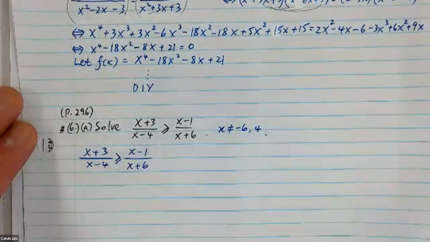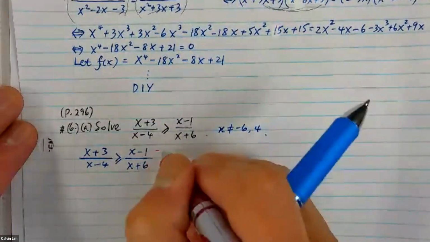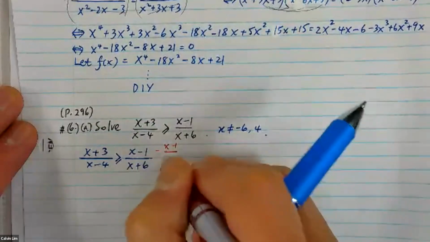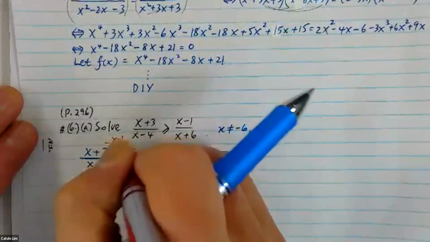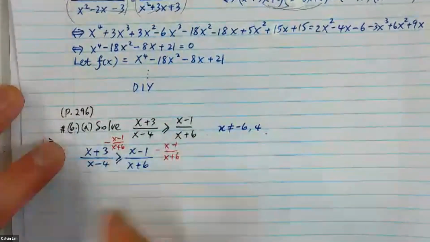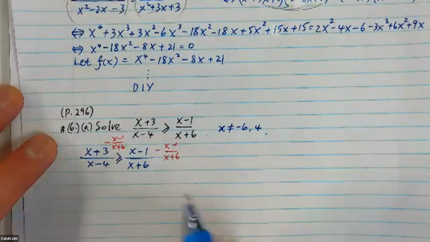So it doesn't hurt to put down the restriction. So here, what I can do is subtract the term on the right side from the left side, which is x minus 1 over x plus 6.